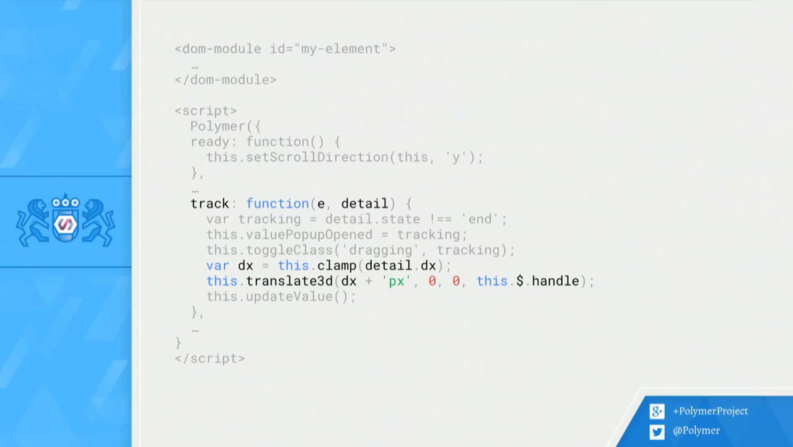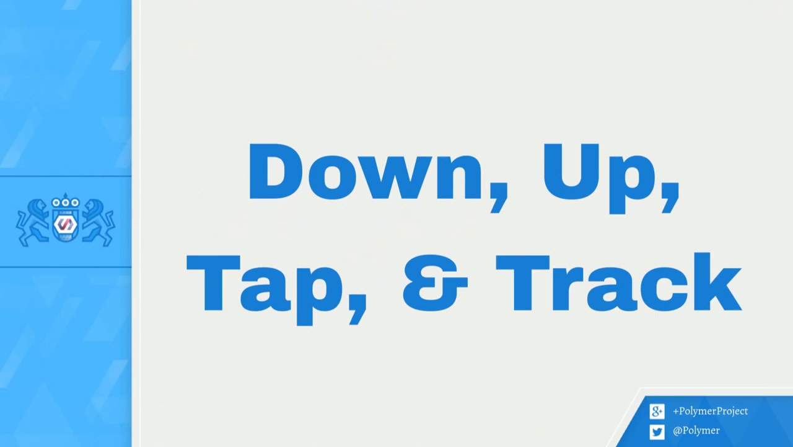Next, we use the dx property to tell us how far the finger has moved horizontally from the initial position. We bound this value to the size of the slider with clamp and use a 3D transform to move the slider handle to the position under the finger. When you put all that together, you have a really easy way to drag the slider with mouse and touch.